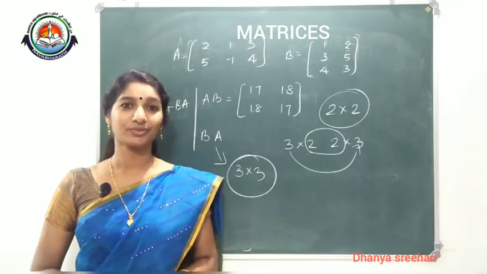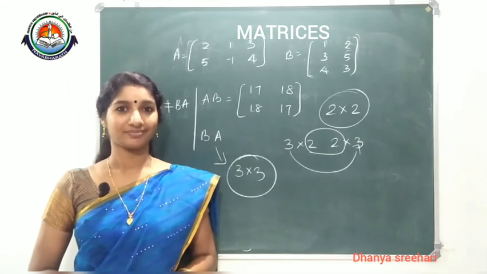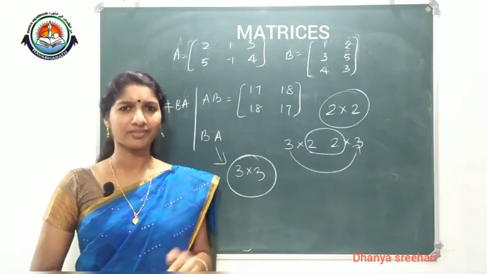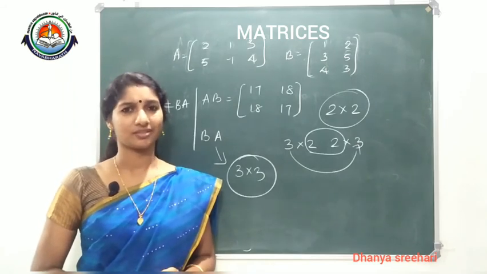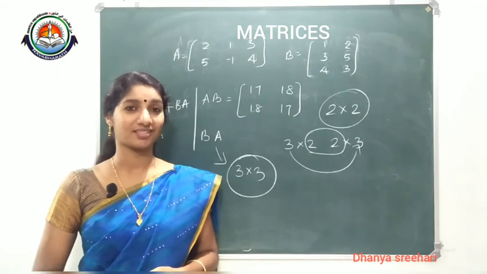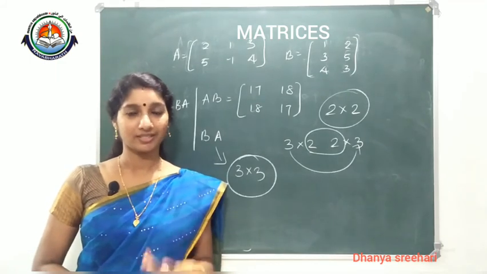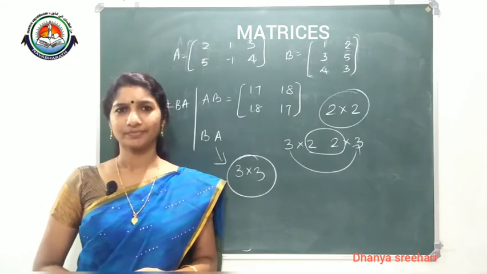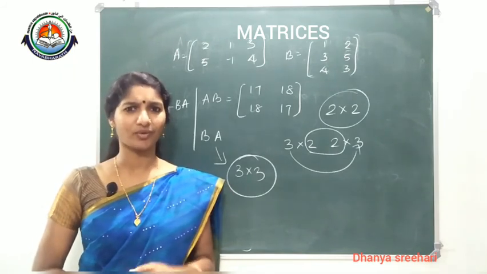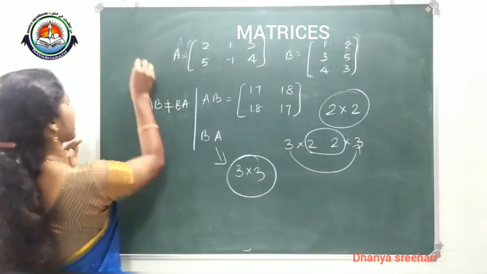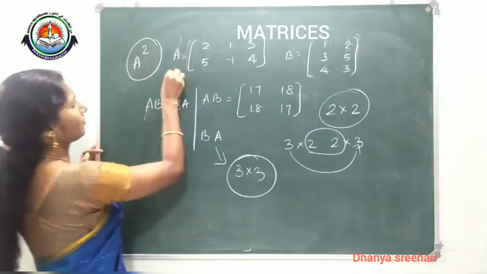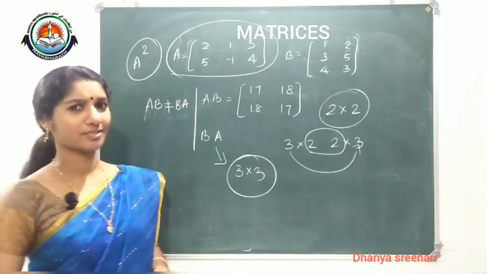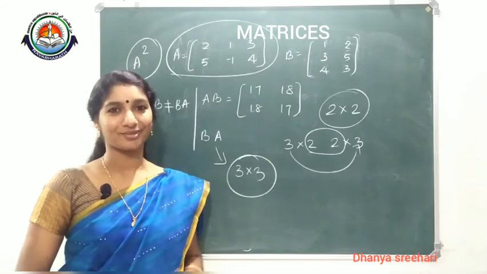So now you are able to do the second exercise. Clear? And think about the other properties also, meaning whether the associative property holds for multiplication, or whether any identity exists in the set of matrices. And think about A square. How can we find A square? What is meant by A square? Is it possible to find the square of a matrix? Think about it.